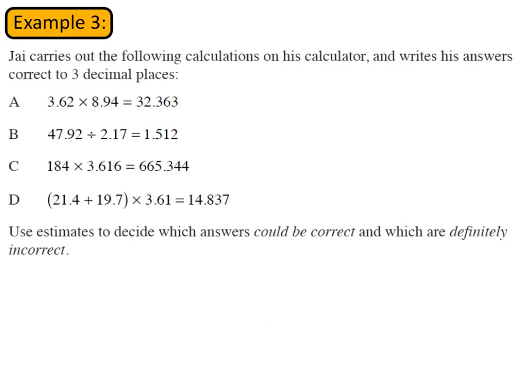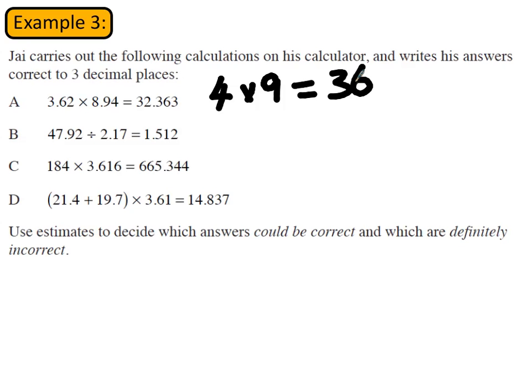Now, this is quite a challenging few examples. We need to look at each of these and to decide if it could be correct and which are definitely incorrect. Now, there's a bit of leeway here. You do not need to work out if it is exactly correct. Okay, so in part A, we've got approximately 4 times 9, which is 36. And yet, that is quite close to 32.363. So I'm happy that his calculation could be correct.